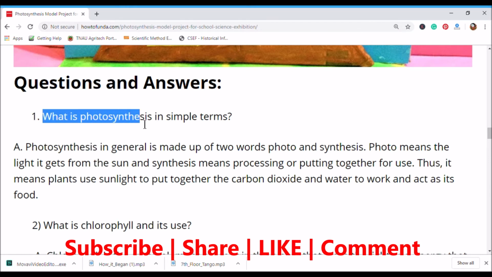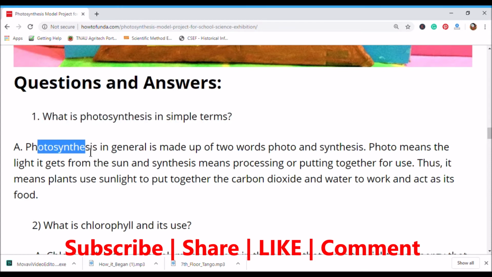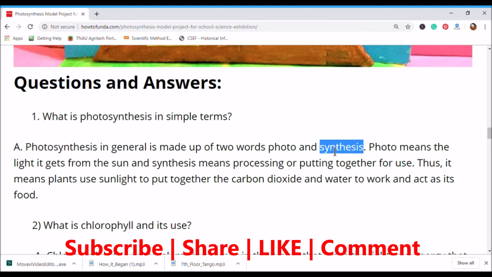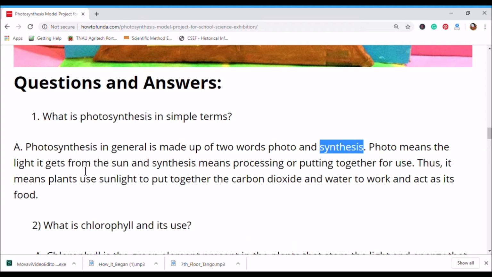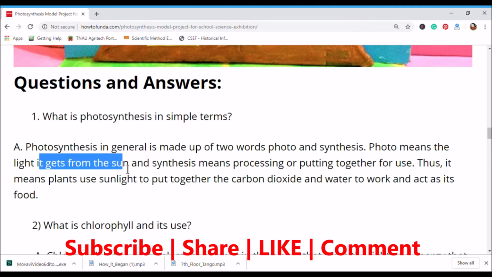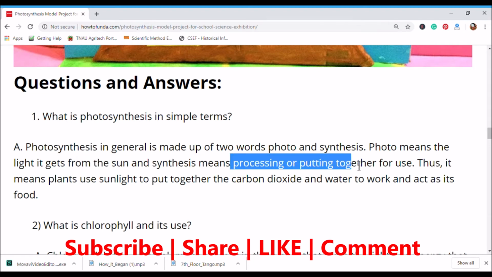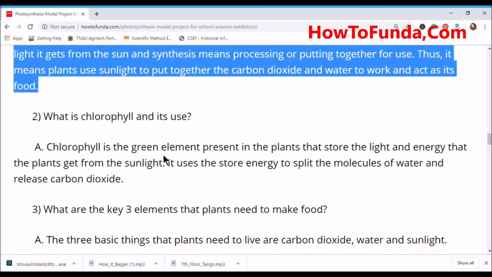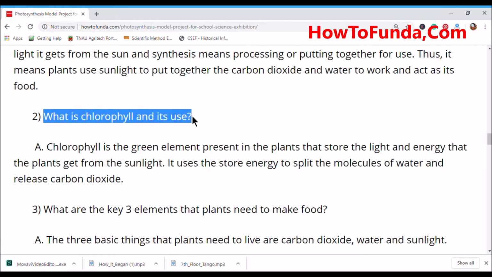So what is photosynthesis in simple terms? Photosynthesis is made up of two words, photo and synthesis. Photo means light, which comes from the sun, and synthesis means processing or putting together for use. Thus, it means plants use sunlight to put together carbon dioxide and water to work as food for the plant.